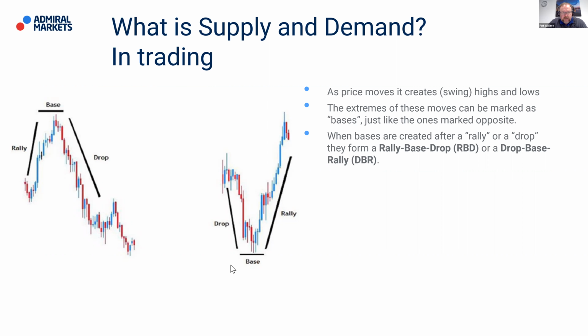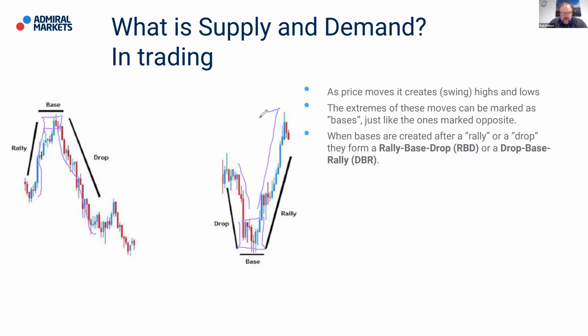So quite often you will hear traders who trade supply and demand zones talking about what might be called an RBD, okay? It's a rally followed by a base, followed by a drop. And not surprisingly, the opposite of that is a DBR, where you'll see a drop, followed by a base, followed by a rally. Now, I'm sure you've seen these yourselves plenty of times on your own trading charts.